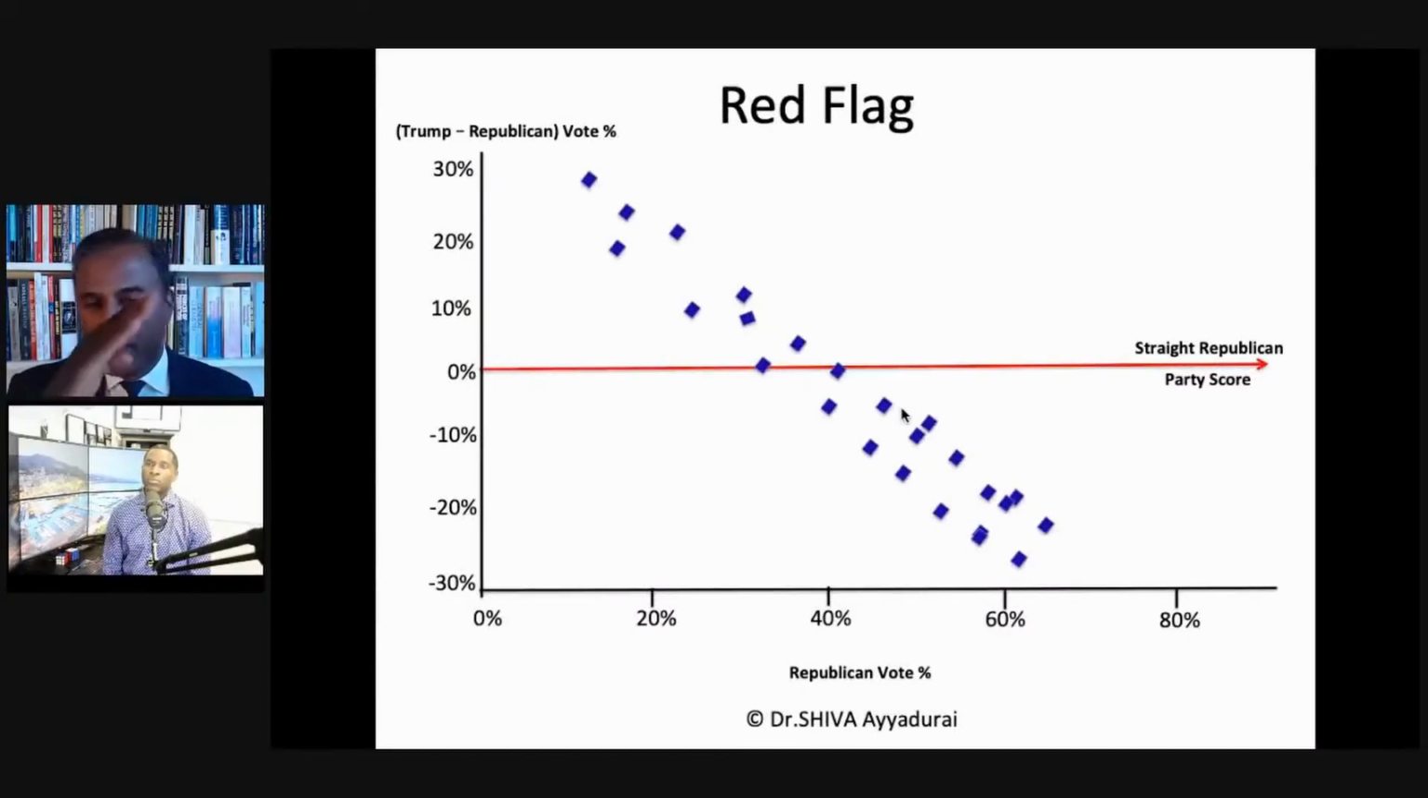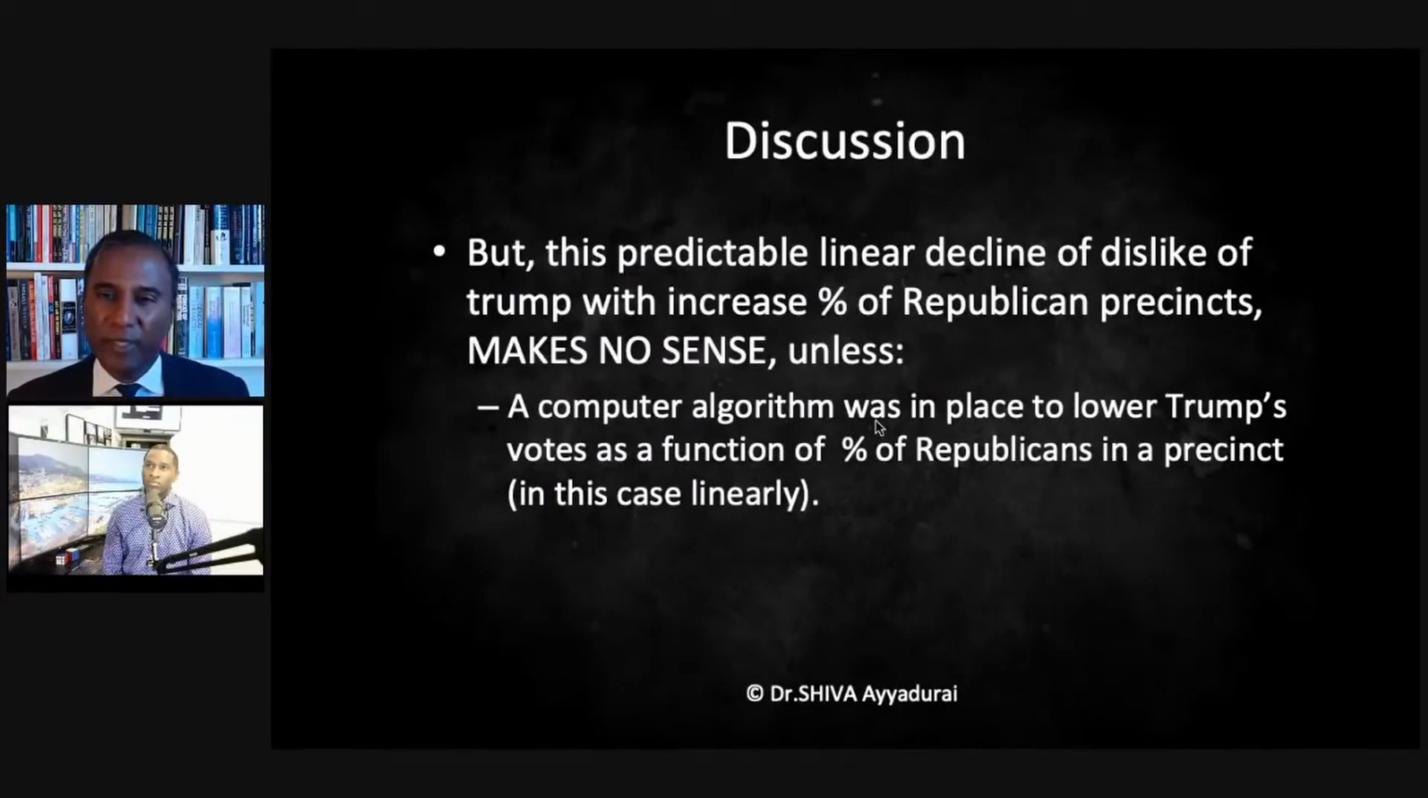In fact, we see a beautiful line, which you could go back to your Algebra 1 class and write an equation for, y equals mx plus b, and I could draw that line. I could calculate it precisely, so precisely I could put it into a computer program. So given that this predictable linear decline of dislike increases, it makes no sense, right? This makes no sense unless a computer algorithm was in place to lower Trump's votes as a function of the percentage of Republicans in a precinct, in this case, linearly.